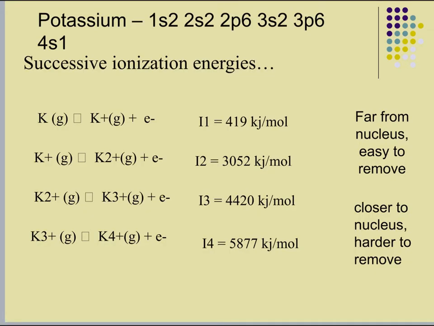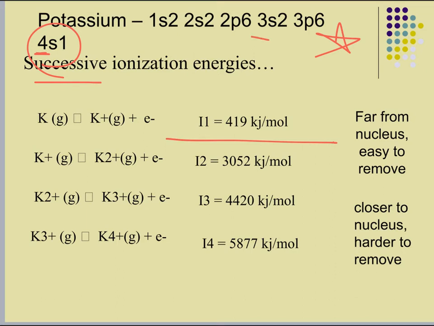So this is a good example of successive ionization energies, or subsequent ionization energies, for potassium as an example. You see the electron configuration for potassium up at the top: 1s2, 2s2, 2p6, 3s2, 3p6, and then ending with 4s1. So 4, being the highest principal energy level, would be our valence shell. An electron in the valence shell requires only 419 kilojoules per mole of potassium to remove.